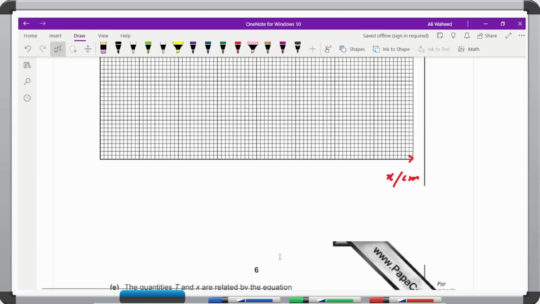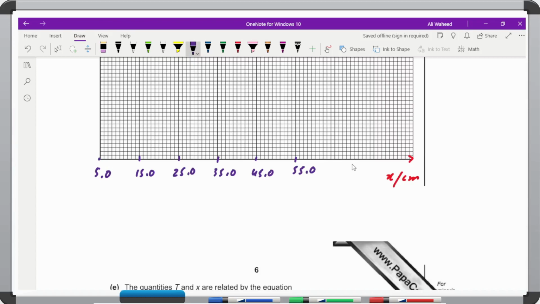You see the readings on the x-axis were starting from 5 all the way to 55. So let's say I'm going to start the x-axis from 5.0, then 15, then 25, then 35, then 45, then 55.0. This is how you can scale the x-axis.